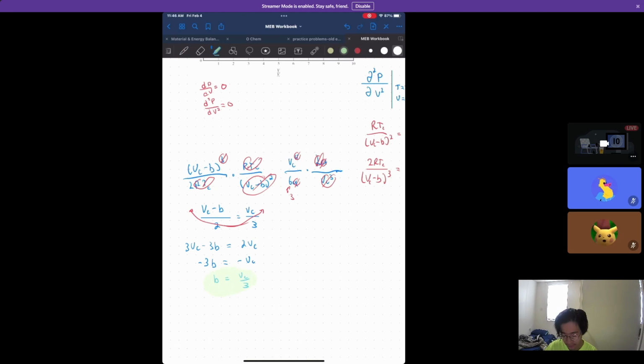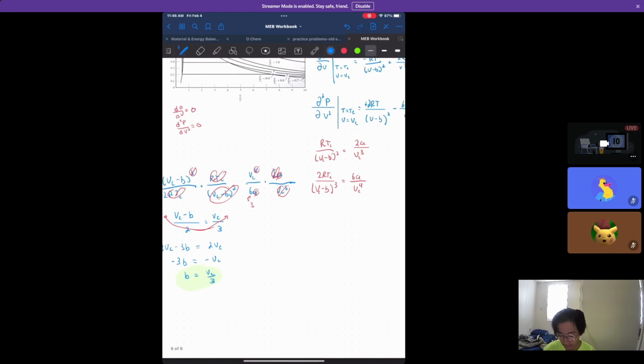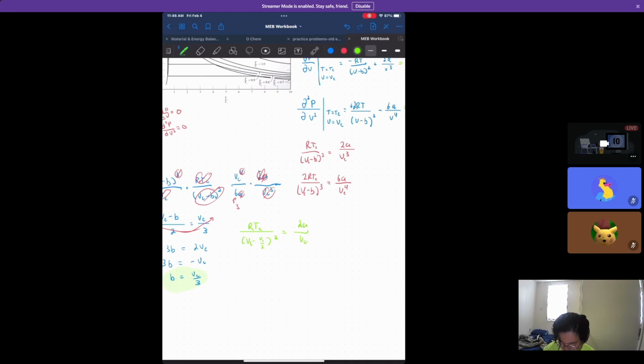Let's highlight that. Okay. Now, next step, we'll plug that right back into this equation right here and see what happens. Okay? So, let's make this green. RTC over (VC minus VC over 3) squared equals 2a over VC cubed.